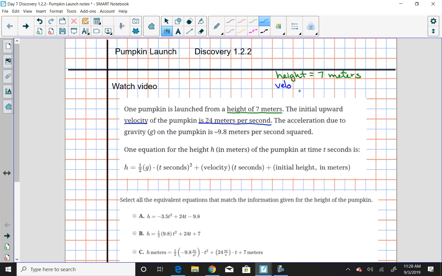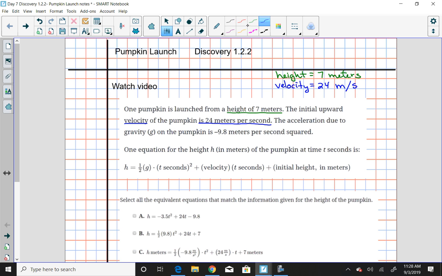Velocity, that's the speed. The velocity is equal to 24 meters per second. AKA, it's going to go across 2 classrooms in 1 second. Just to give you an idea of how fast that is. Across 2 classrooms in 1 second.